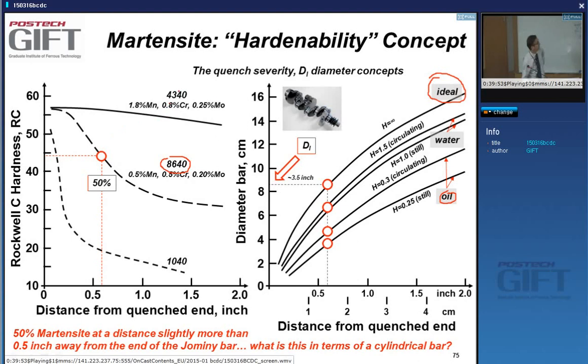So for instance, for this steel here, in order to have 50% of martensite, I can go to very, very large distances from the quenched end, so also very large bar diameters. I can quench very large bar diameters even if I quench very moderately in oil.